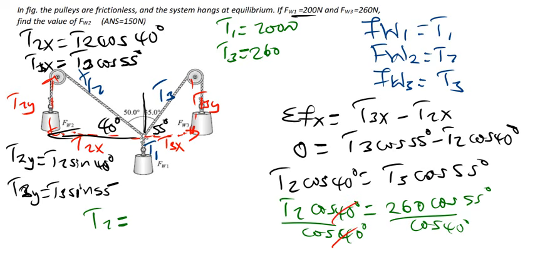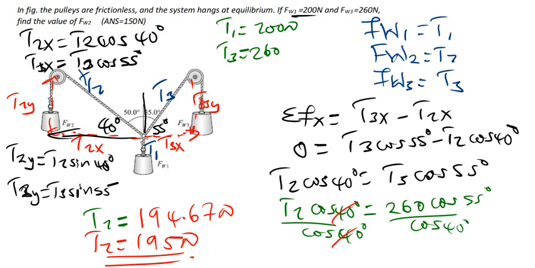So I have 260 cos 55, and the answer I find, I divide by cos 40. So I'm getting T2 to be 194.67 newtons. If I round it off, T2 is equal to 195 newtons.